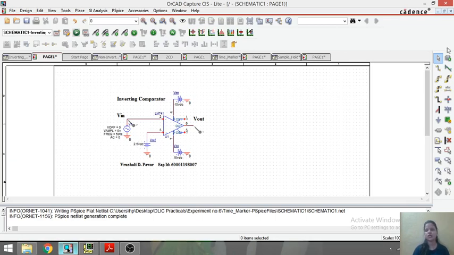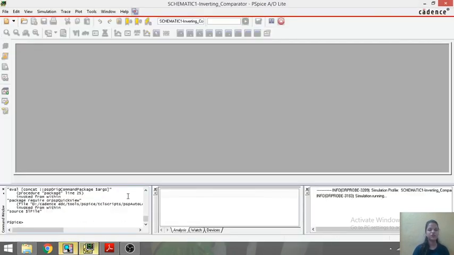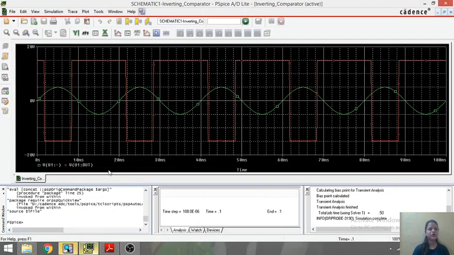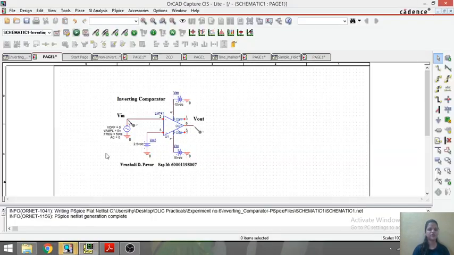If you want to make a circuit, go to here, place parts and make a circuit. So let us run this. The debug simulation window will appear. Here you can see the inverting comparator output. Green one is the input wave and the red one is the output wave. So close this. So next is the non-inverting comparator.